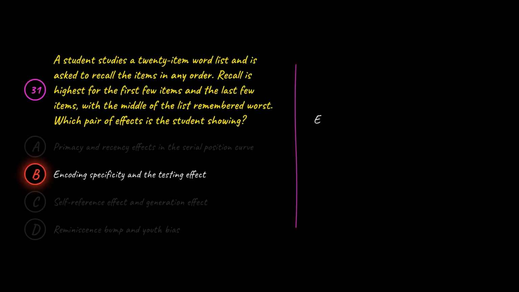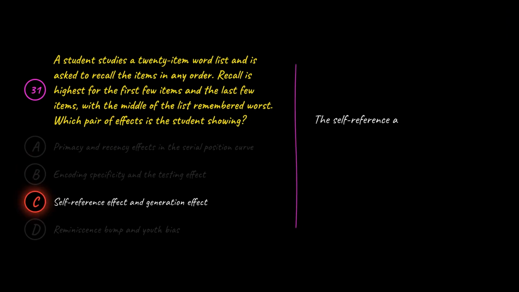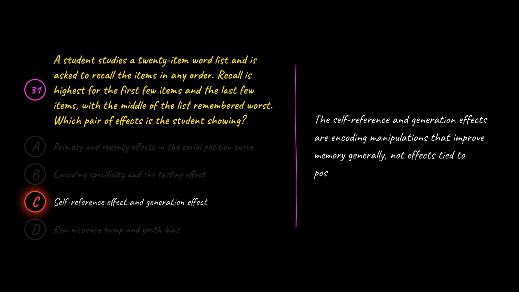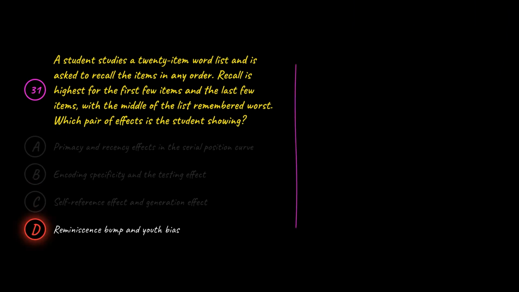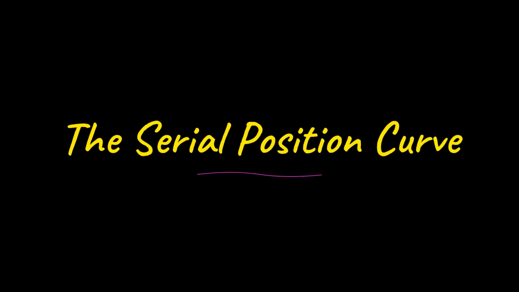B is wrong because encoding specificity and the testing effect describe how context and retrieval practice strengthen memory, not list position effects. C is wrong because the self-reference and generation effects are encoding manipulations that improve memory generally, not effects tied to position within a single list. D is wrong because the reminiscence bump and youth bias are autobiographical memory patterns across the lifespan, not within list effects. The serial position curve captures a fundamental truth about how we remember lists.